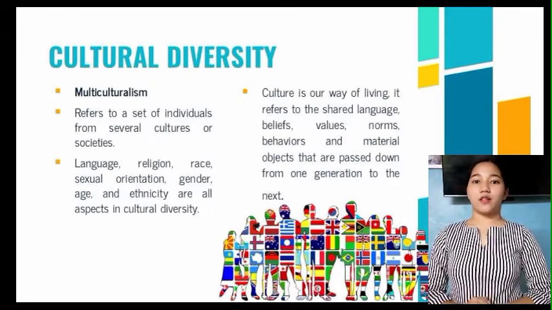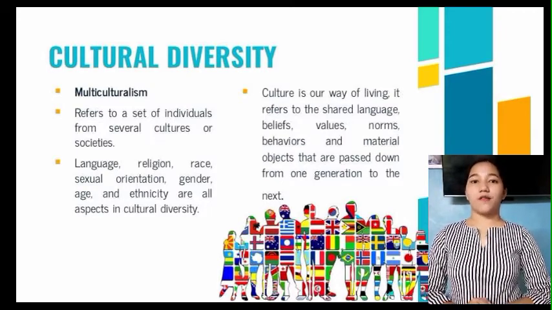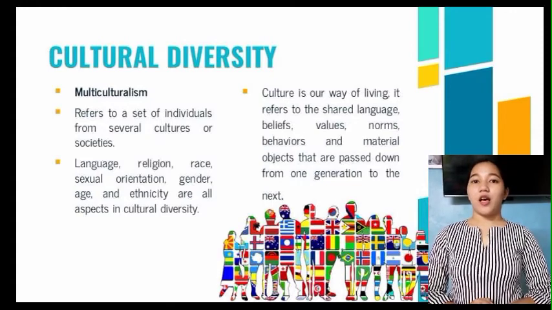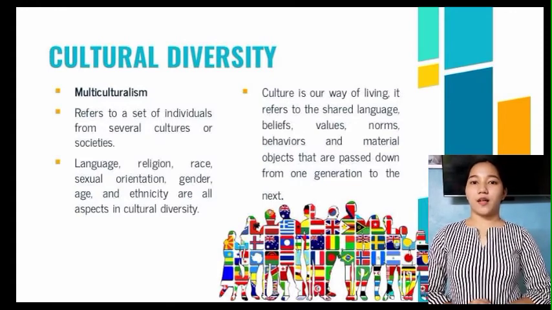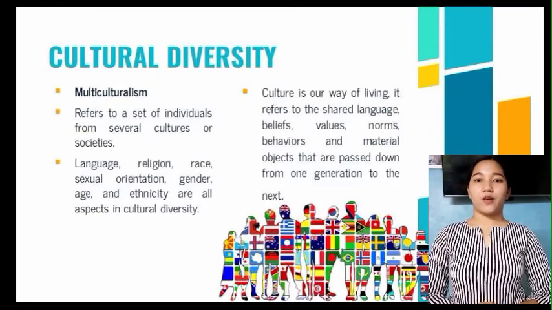It refers to the shared language, beliefs, values, norms, behavior, and material objects that are passed from one generation to the next.